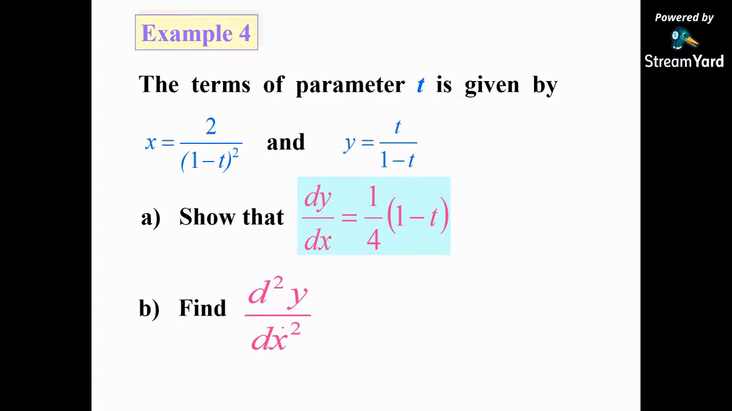Okay, so again, be careful. This is the second derivative of parametric differentiation. So once you differentiate this with respect to t, you still need to times with dt over dx. Right, so now let us calculate what is dx over dt.